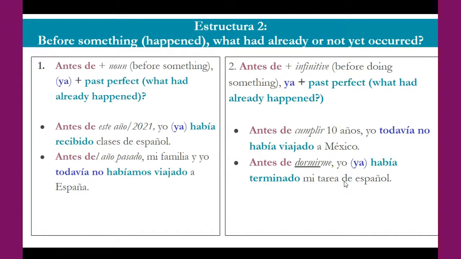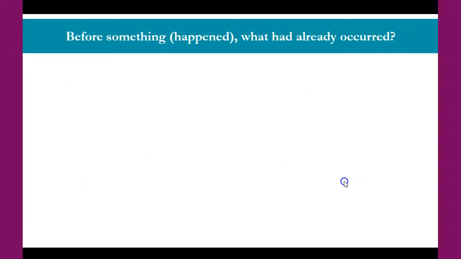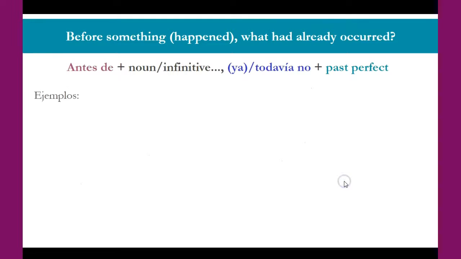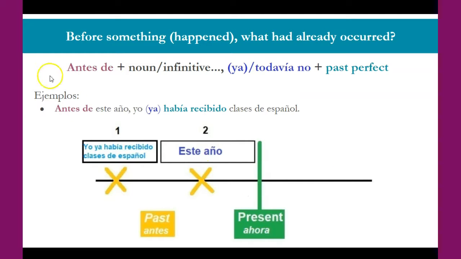And we're going to do some examples. I just want you to see these examples in a timeline first. So what you're expressing here is that antes de este año, this is the past, este año, yo ya había recibido clases de español. So with the past perfect, you're expressing something that happened before another past action, an event. Number 1: Yo ya había recibido clases de español.